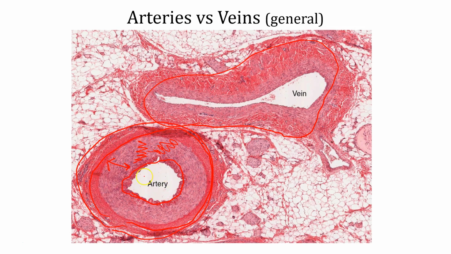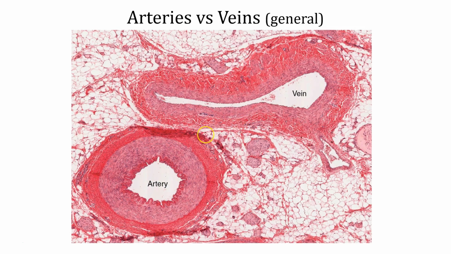And that's important because arteries are high pressure vessels. They endure a lot more pressure because of their proximity to the heart. The closer a vessel is to the heart, the more pressure it's going to absorb, because it's really the beating of the heart that's pushing the pressure of blood into the system.